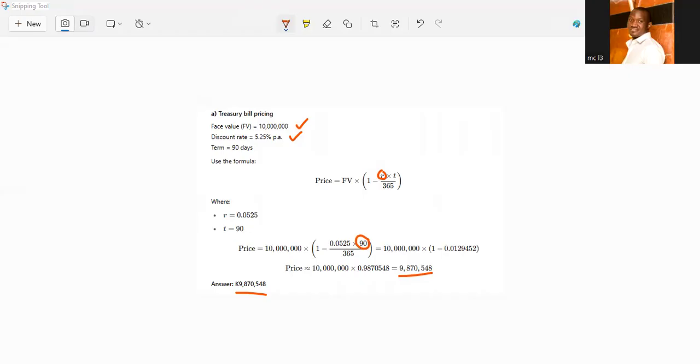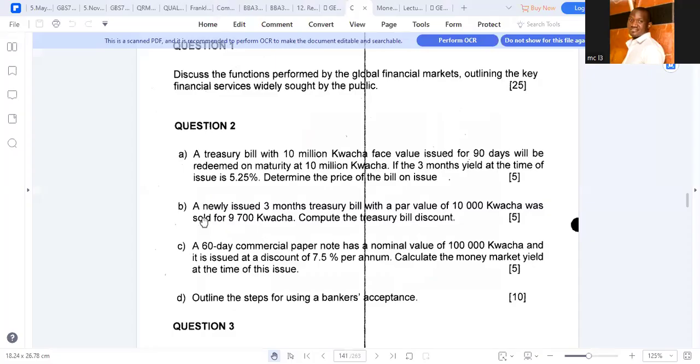All right, so we go to our next question, that is 5 marks. Our next question is: a newly issued 3-month treasury bill with par value 10,000 was sold for 9,700. Compute the treasury bill discount.